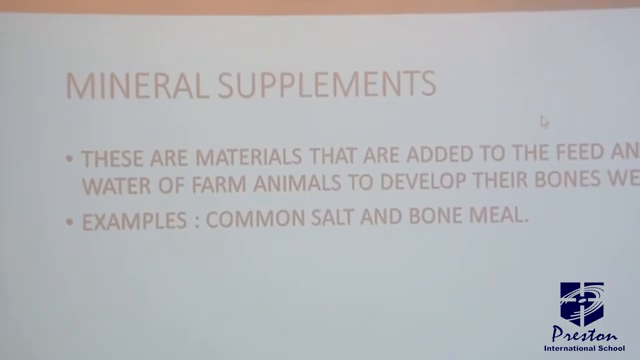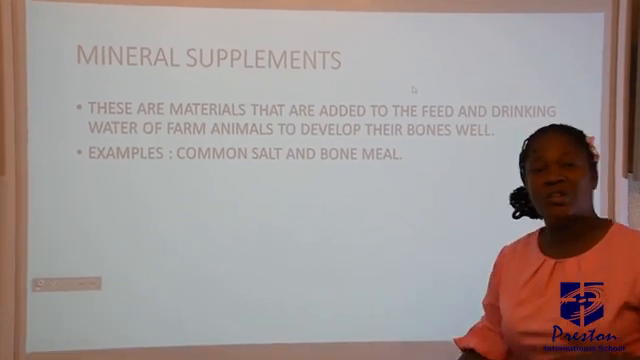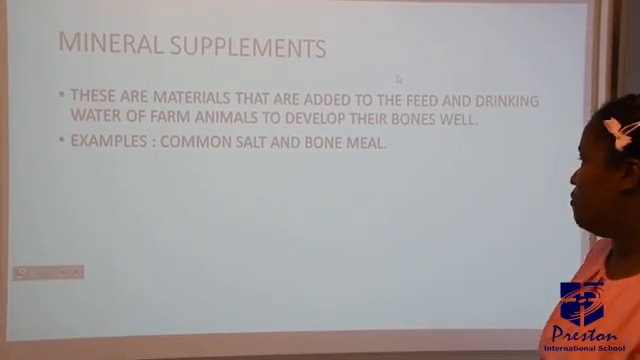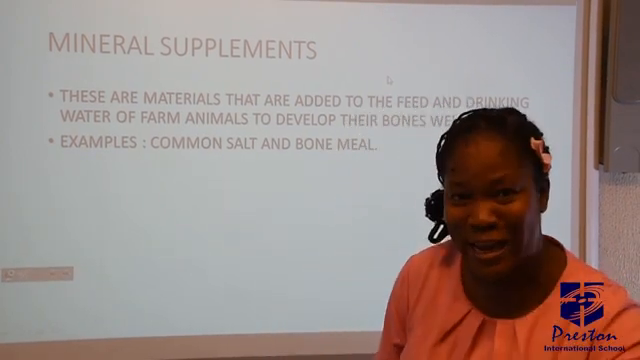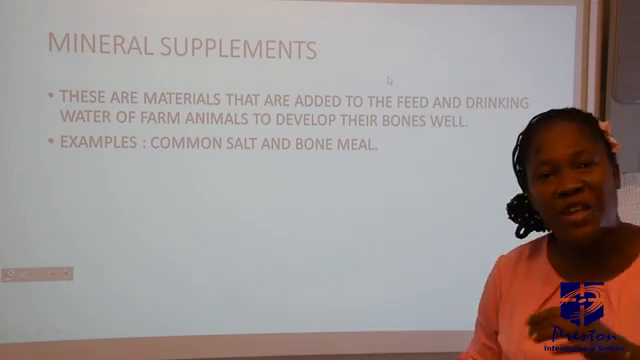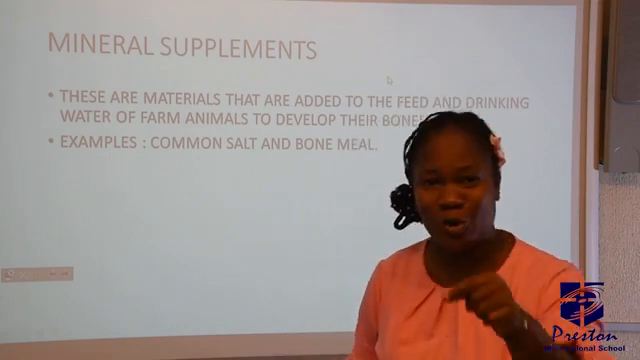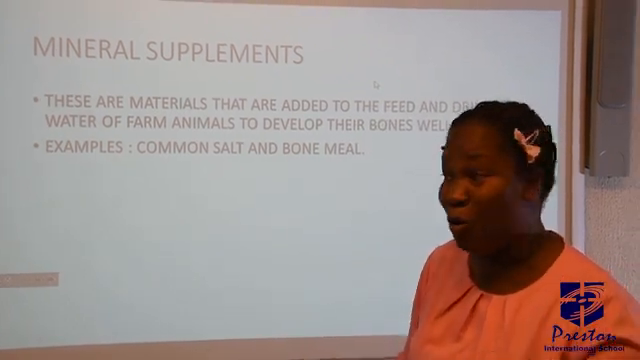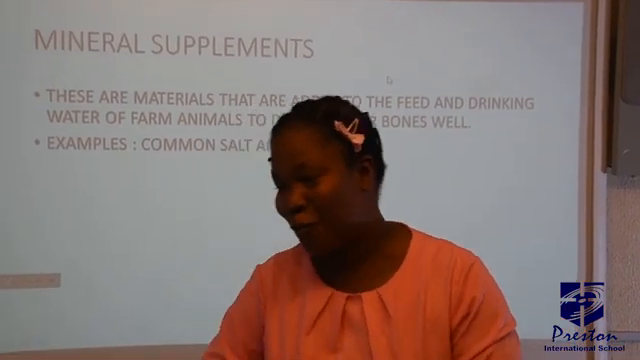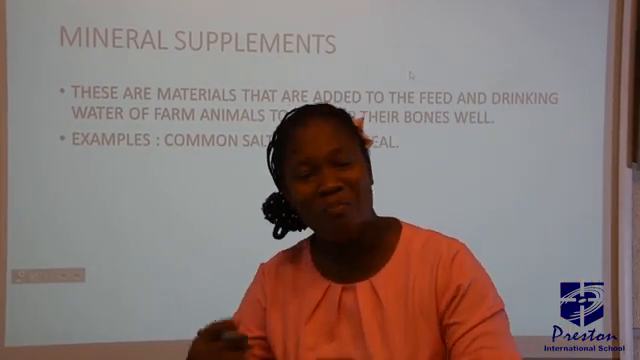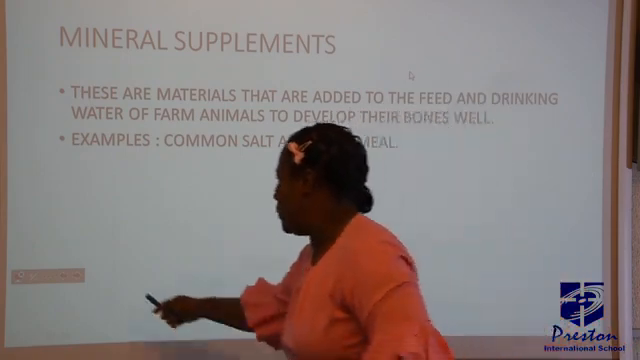Now, mineral supplements. These are minerals that are added to the feed and drinking water of farm animals to develop their bones. For example, we have the common salt, like your table salt at home. It is called salt lick. You have to mix it with the feed, most especially the concentrate, to improve the taste of that feed and also to help them to develop their bones well. Another one is the bone meal. Here, you can get the bone of an animal that is slaughtered, burn it, and mix it together with the feed of the animal.